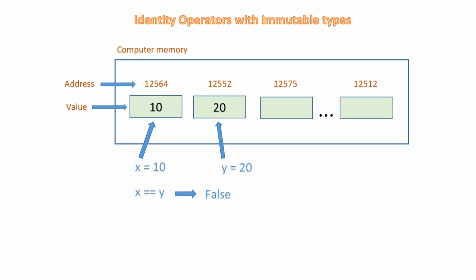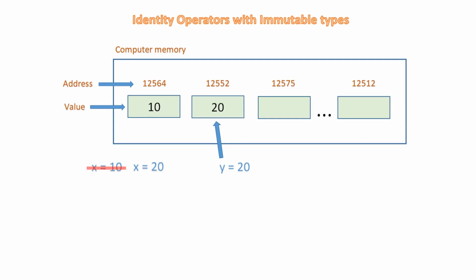So when we use comparison operator x double equals y, we get the result as false because values of both x and y are different. And when we use the identity operator x is y, we get the result as false because the memory address of both x and y are different. So when we use the command x is not y, we get the output as true because it is opposite of x is y.